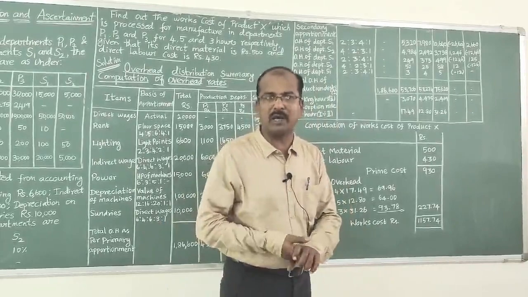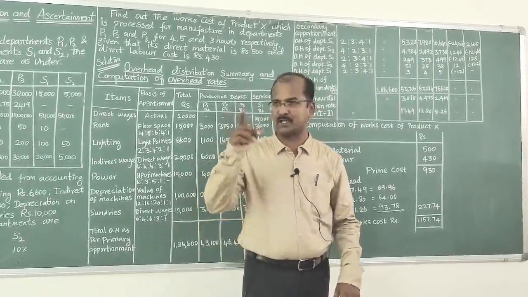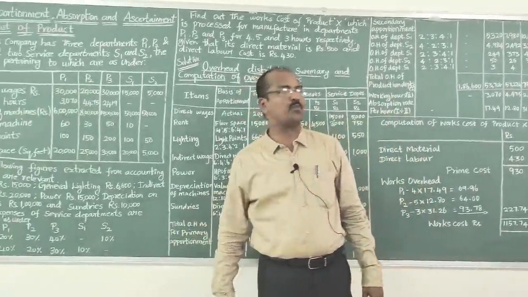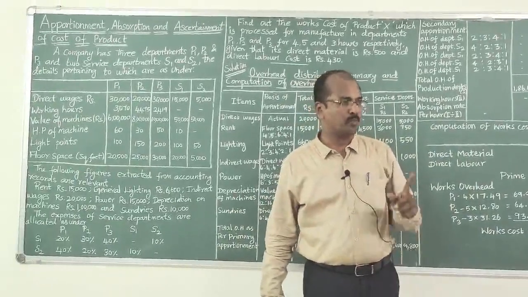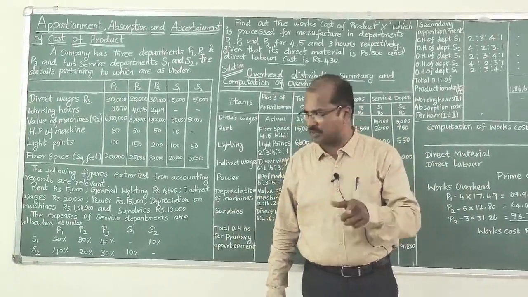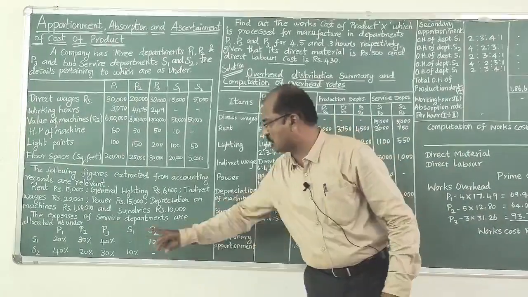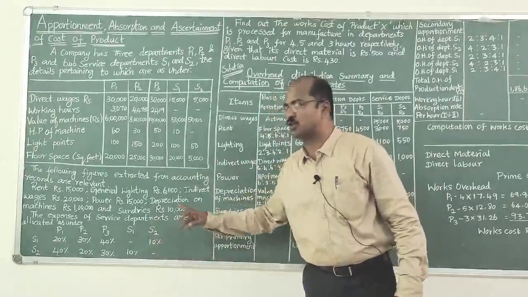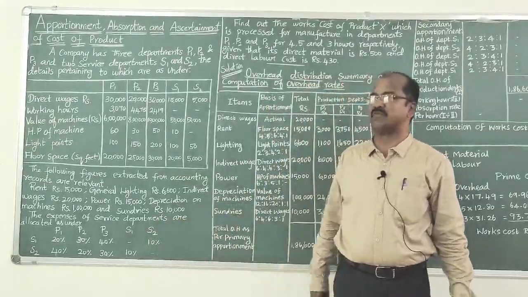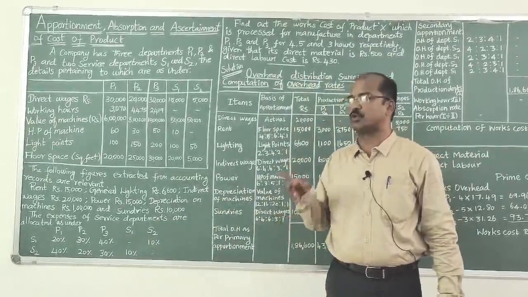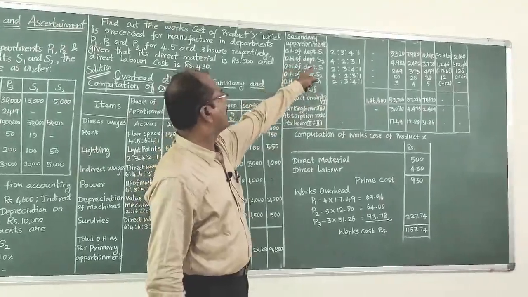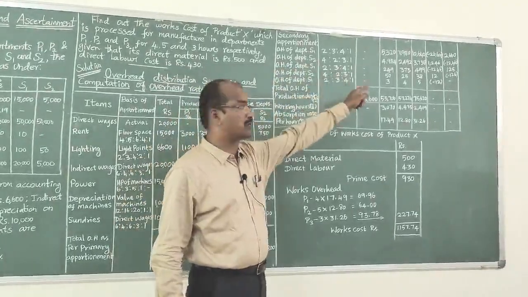Now we go to reapportion the overhead of S2. S2's overhead could be reapportioned to P1, P2, P3 and S1 in the ratio of 40:20:30:10, which could be simplified as 4:2:3:1. Now overhead of S2 department, 4:2:3:1.